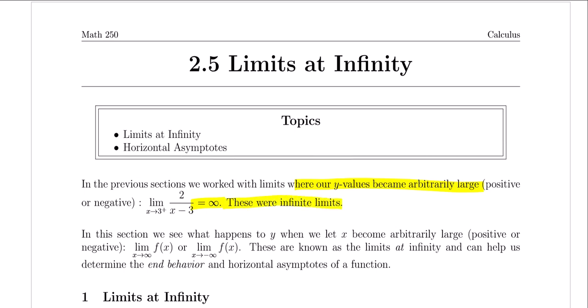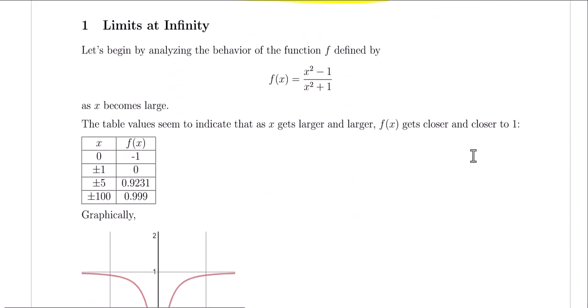In this section, we're going to take a look at what happens to the y values when it's the x's that are now becoming arbitrarily large, either in the positive or the negative direction. So these are the type of problems that we're going to be dealing with. The limit as x approaches infinity for f of x, or the limit as x approaches negative infinity for f of x. These are known as limits at infinity, and they can help us determine the end behavior and horizontal asymptotes for a function.